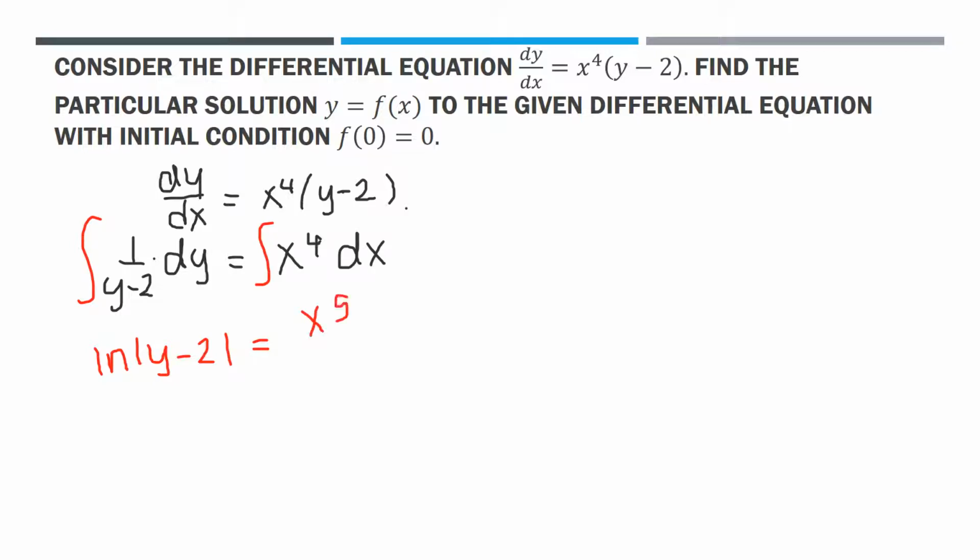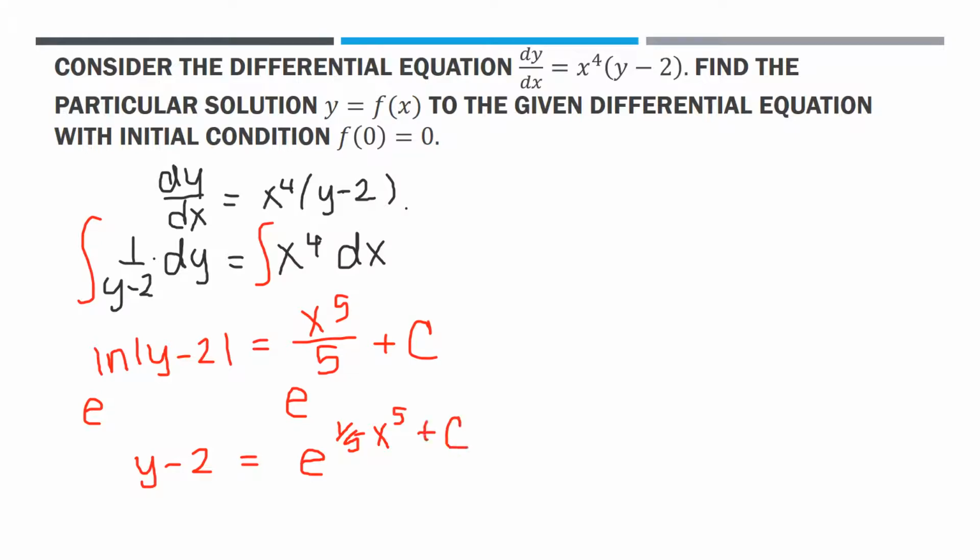And over here, we're going to add 1, divide by that new power, and add r plus c. So at this point, you could find your c value now, or you can wait and find your c value at the end. It really doesn't matter. So let's say we waited and we e both sides. Then we get y minus 2 equals e to the 1/5 x to the 5th plus c. But again, we talked about how that plus c here can get brought down in front as my constant. So I get y equals c e to the 1/5 x to the 5th.